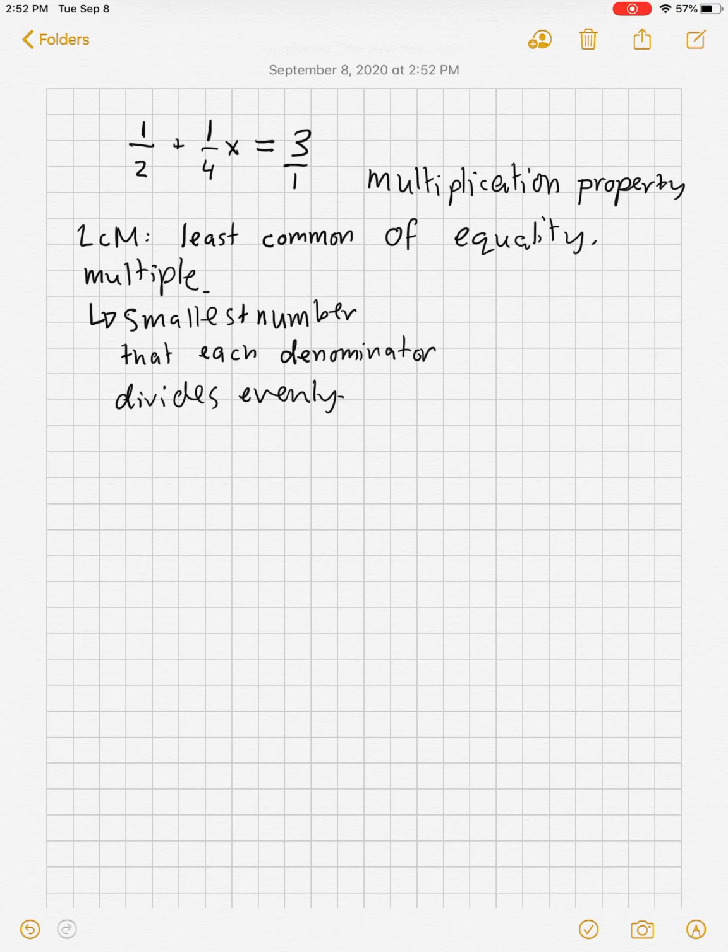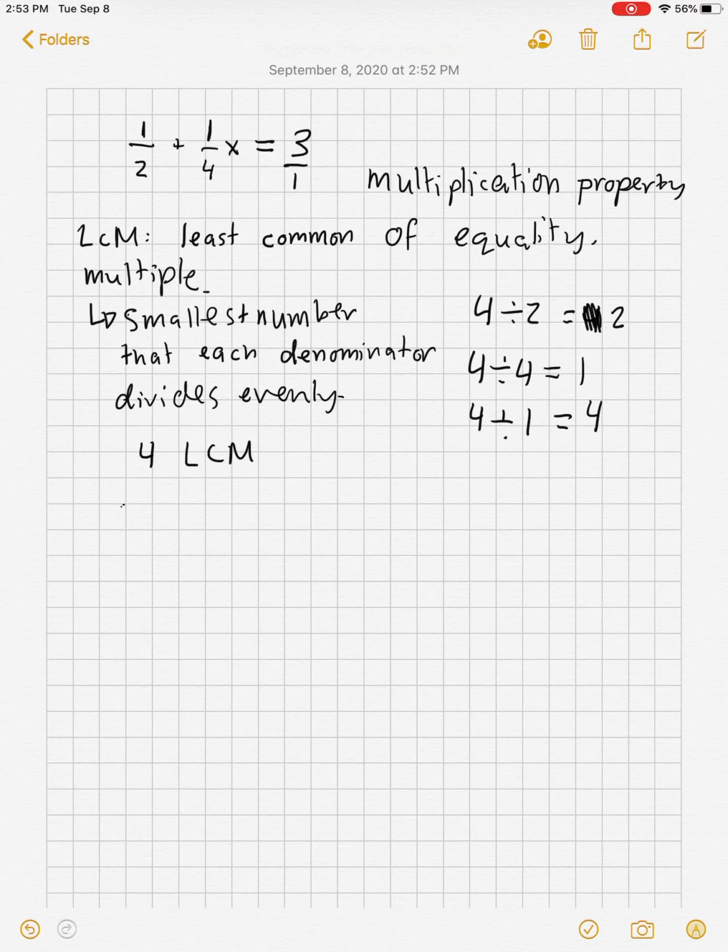So for example, notice here we have 1, 2, and 4. Now 4, when divided by 2, is 2. 4, when divided by 4, equals 1. And 4 divided by 1 equals 4. So 4 is the LCM, because 4 divided by 2 equals 4. 4 divided by 4 equals 1. And 4 divided by 1 equals 4. Made a mistake up there. That should be 2. We all know that.